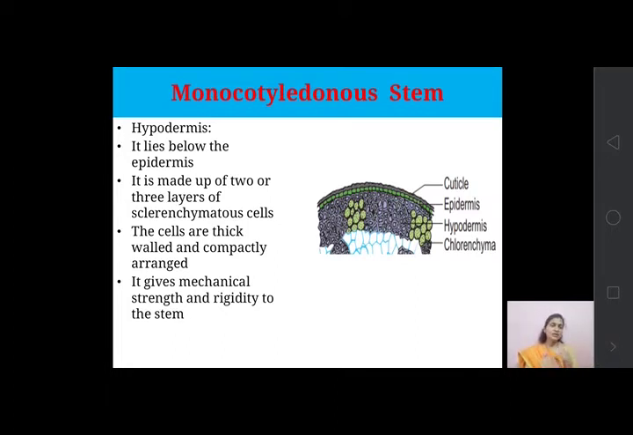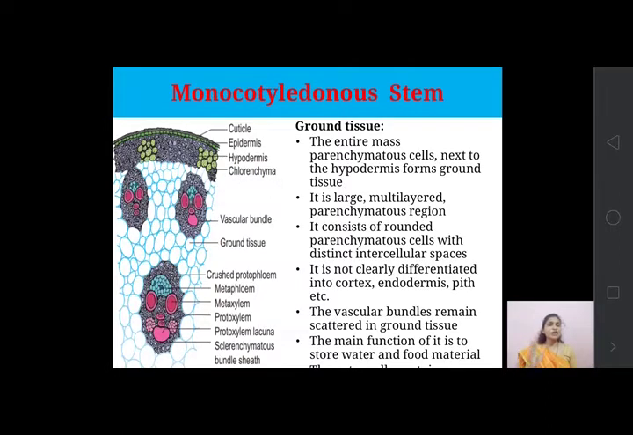Okay, so this is the hypodermis, which is present just below the epidermis. Now below the hypodermis there is the presence of ground tissue. So you can see in the figure, from below that patch of the hypodermis, the whole area, other than these vascular bundles, is made up of thin walled oval, or you can say some rounded shaped cells.